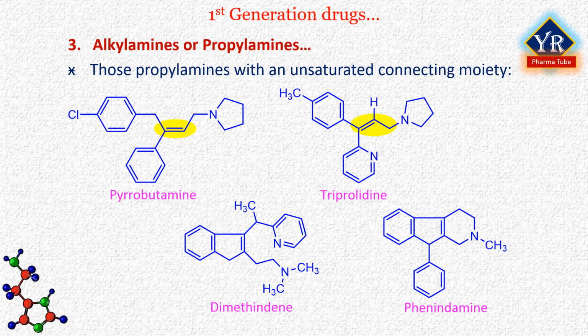The relative potency of triprolidine is of the same order as that of dextrochlorphenyramine. Phenindamine can be regarded as an unsaturated propylamine derivative in that the rigid ring system contains a distorted trans-alkene. Dimethindine is marketed as the racemate and its antihistaminic activity resides mainly in the levorotatory isomer.